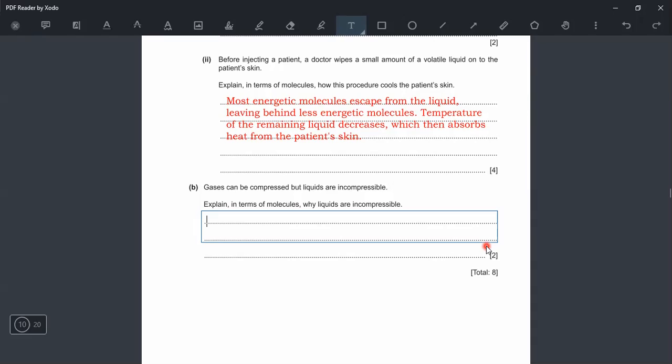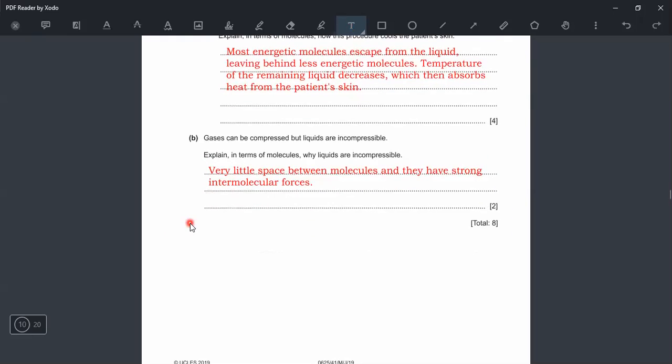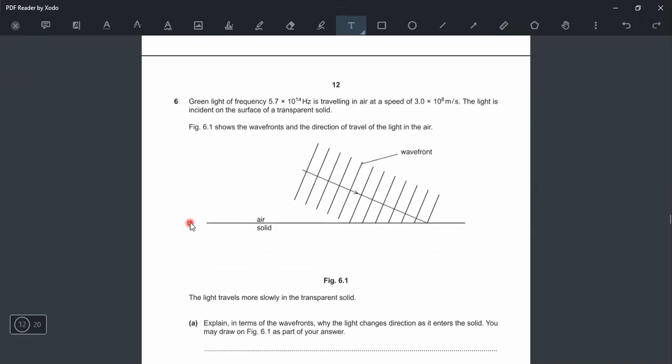That's not a good idea. So all that we'll mention is there is very little or no space between the molecules, and they have strong intermolecular forces. Gases have none of those, so gases have very large spacing.